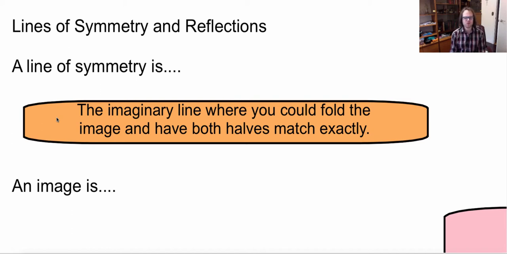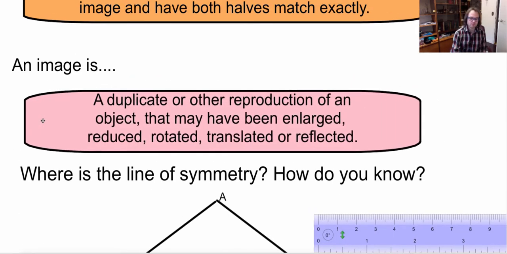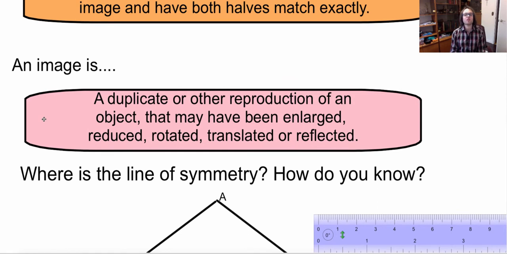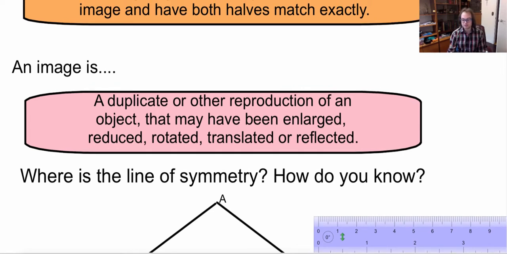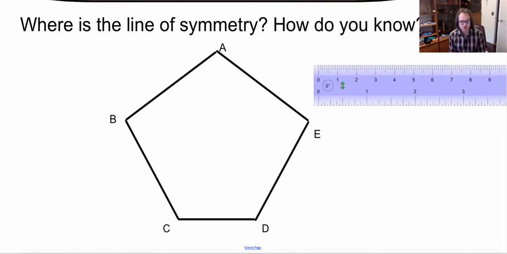Now we looked at that word image. What is an image? An image is a duplicate or another reproduction of an object that may have been enlarged, reduced, rotated, translated, or reflected. So in this lesson, we are looking at reflections and lines of symmetry. So let's start with this first example. Where is my line of symmetry? And how do I know where it is?